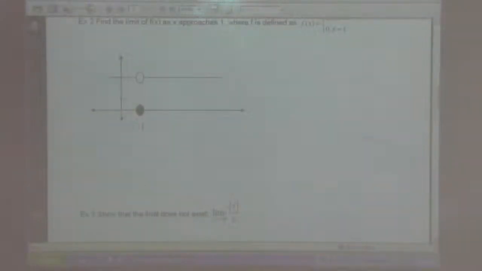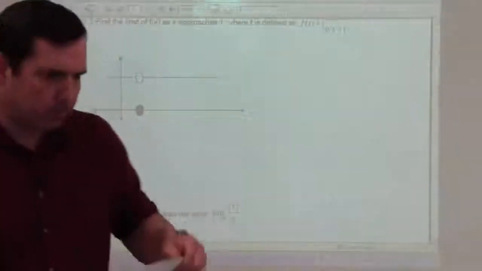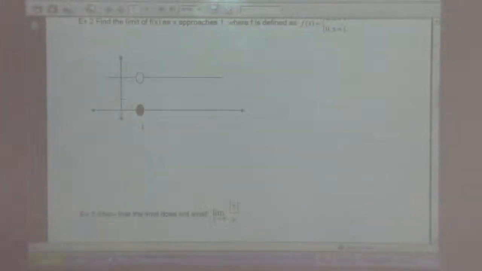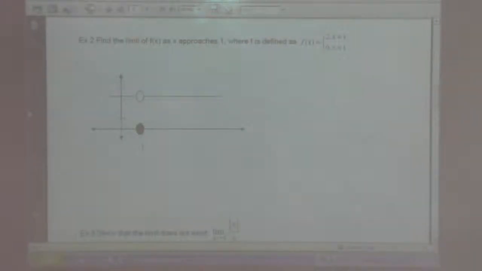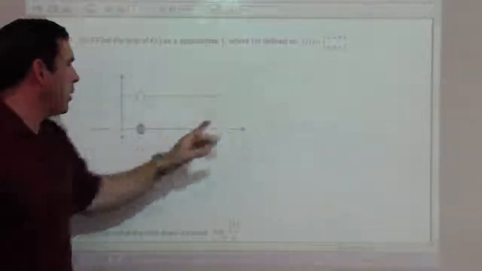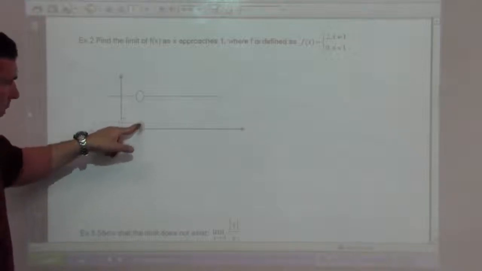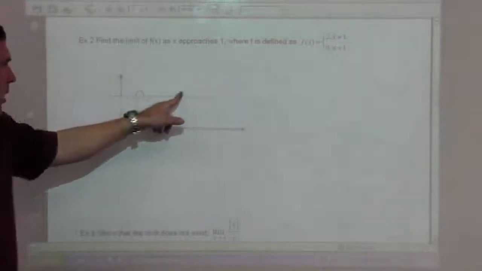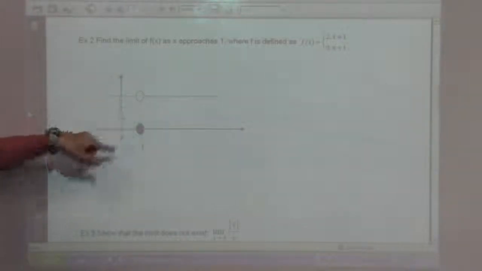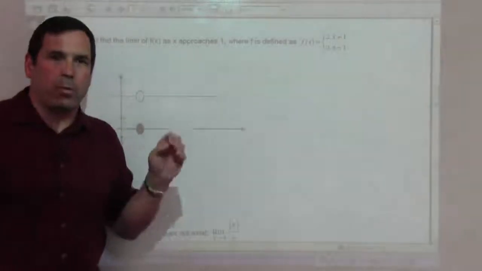Okay, find the limit of f of x as x approaches 1, where f is defined as 2 when x is not 1, but it's 0 everywhere else. So at 1, the graph is down here. Everywhere else, it's 2, and there's a hole down to there. So what's our limit, though? I'm not asking for the defined value at 1.